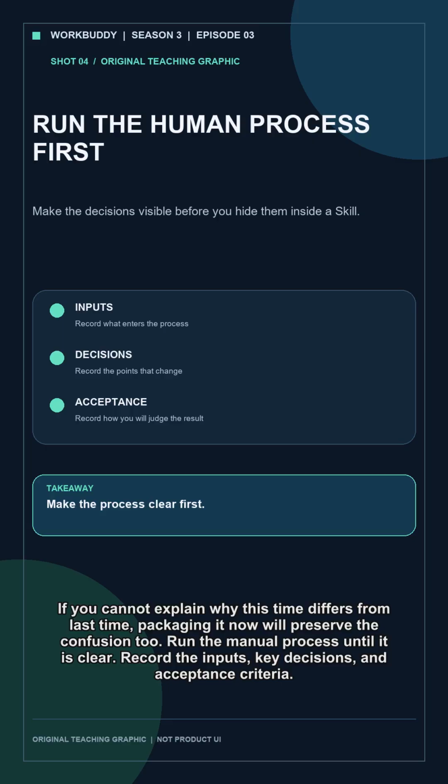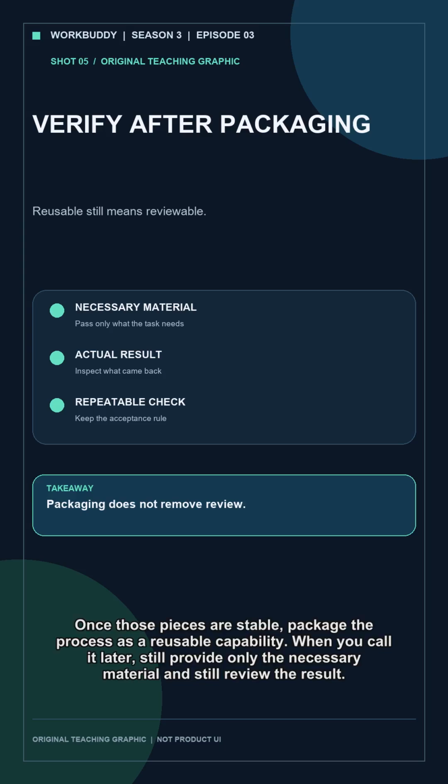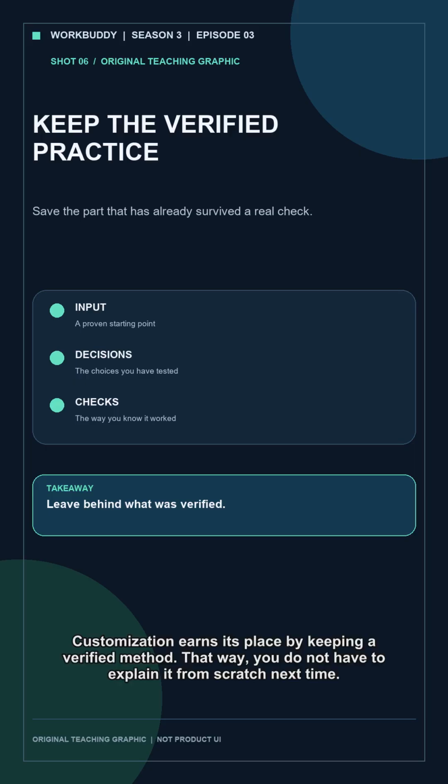Run the manual process until it is clear. Record the inputs, key decisions, and acceptance criteria. Once those pieces are stable, package the process as a reusable capability. When you call it later, still provide only the necessary material and still review the result. Customization earns its place by keeping a verified method. That way, you do not have to explain it from scratch next time.